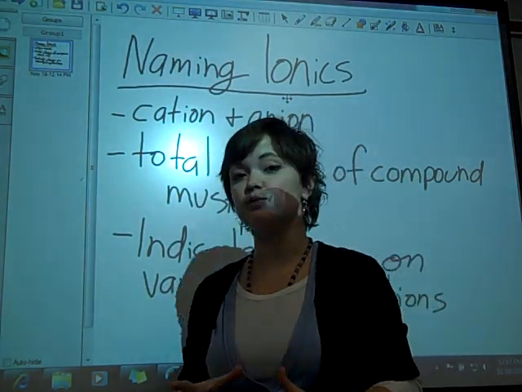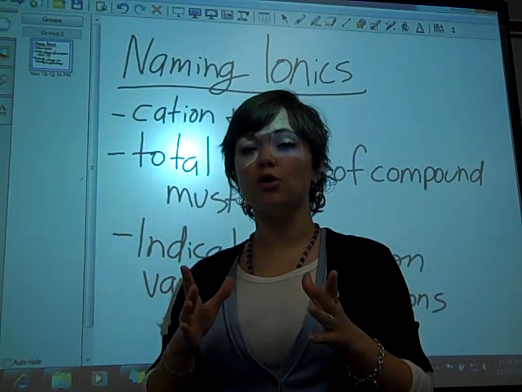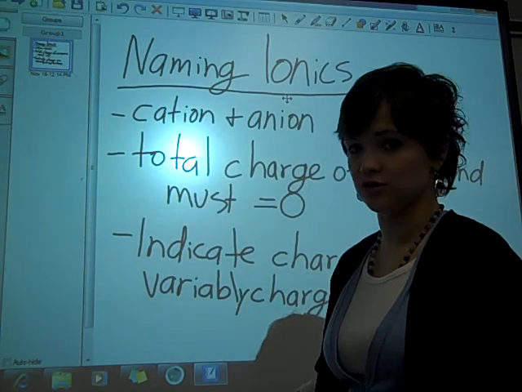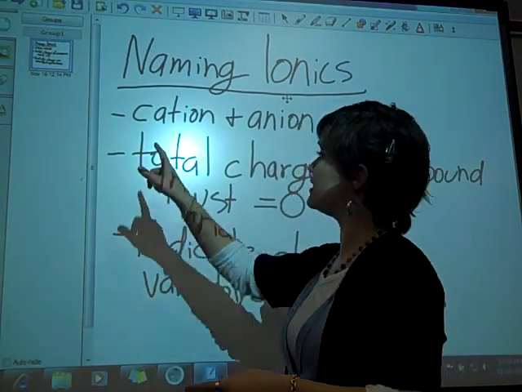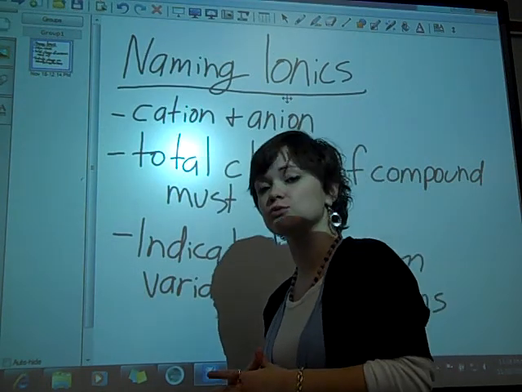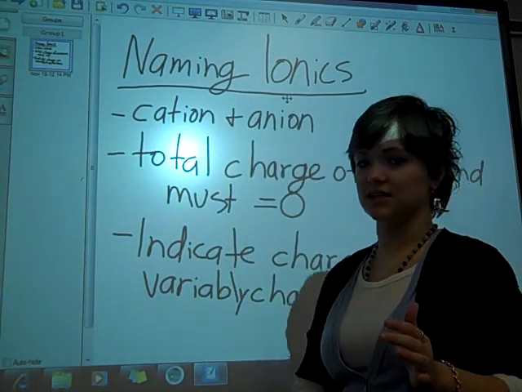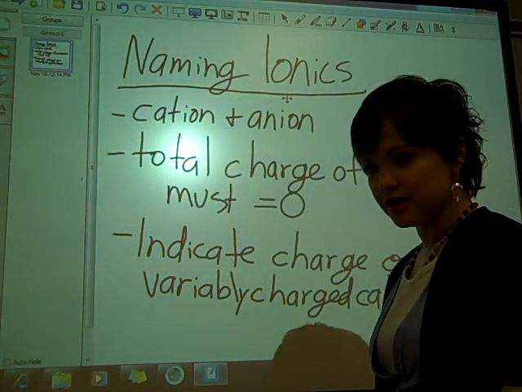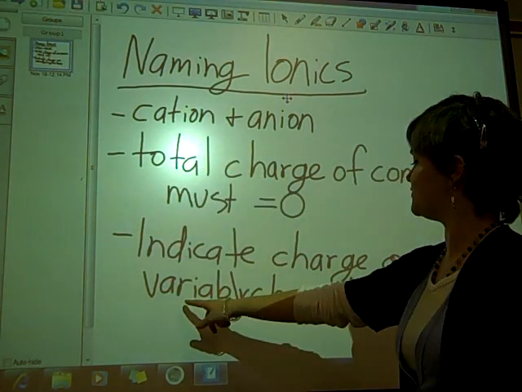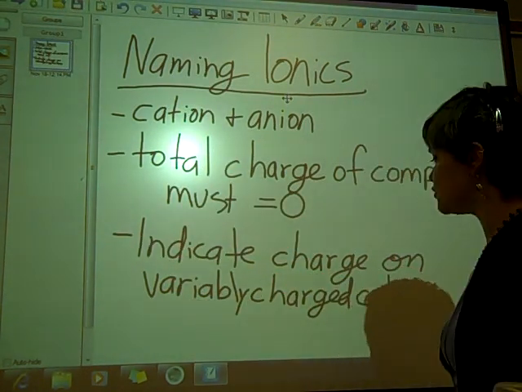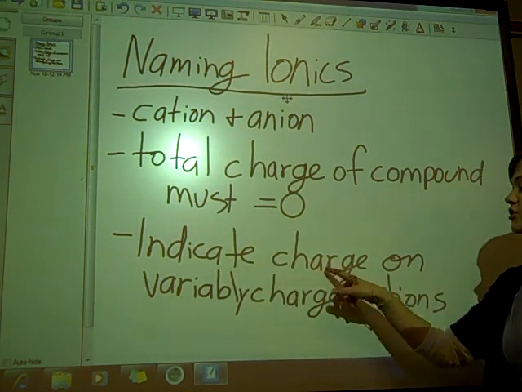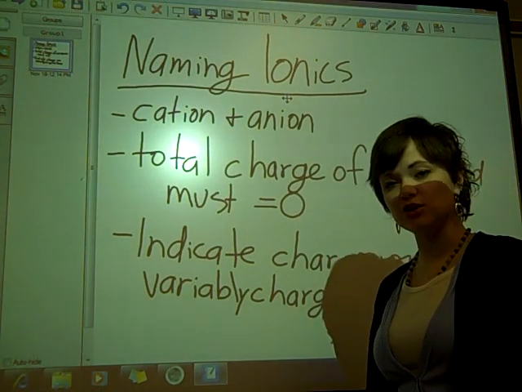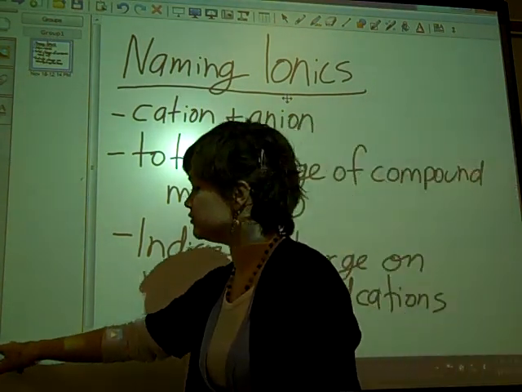Another thing to remember is, since we are dealing with charged particles here, the total charge of your compound must equal 0. So when we start combining our cations and our anions, we have to make sure that our positives and negatives cancel out. Last thing to mention with naming is, after you name your cation, if you have a variably charged cation, you have to make sure that you indicate the charge on that cation. Long story short, if there can be more than one possible charge, you have to tell which one you've used.